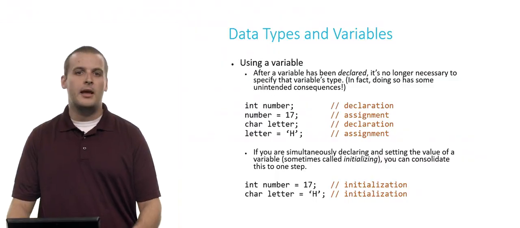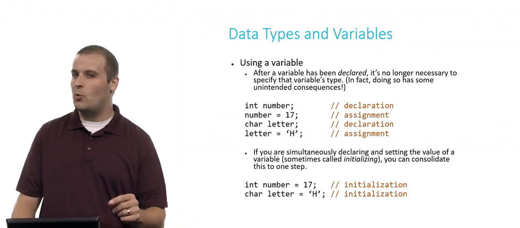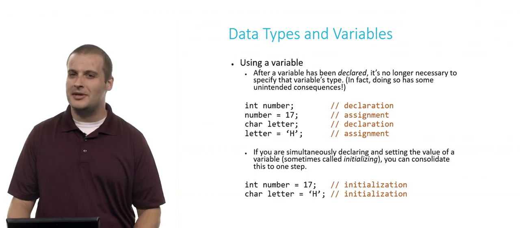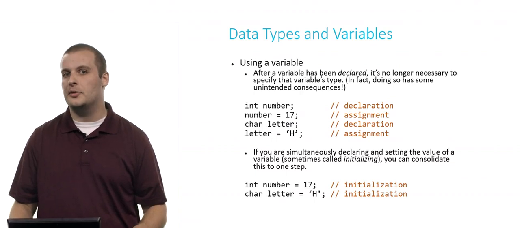All right, so we've created variables. How do we use them? After we declare a variable, we don't need to specify the data type of that variable anymore. In fact, if you do so, you might end up with some weird consequences that we'll gloss over for now, but suffice it to say, weird things are going to start happening if you inadvertently redeclare variables with the same name over and over.